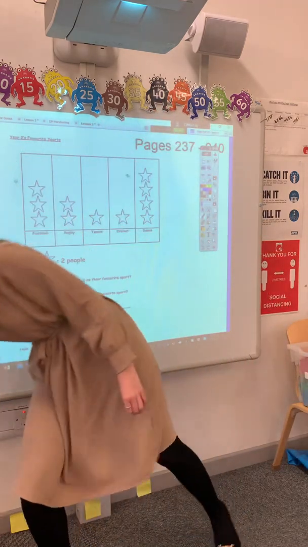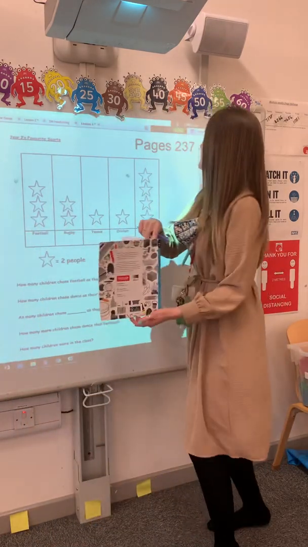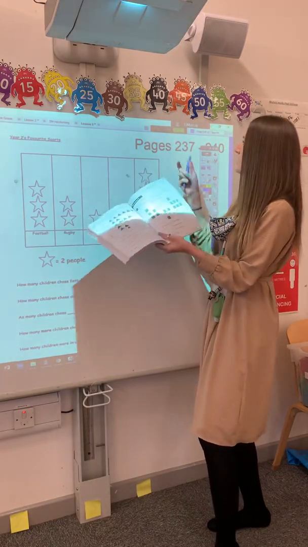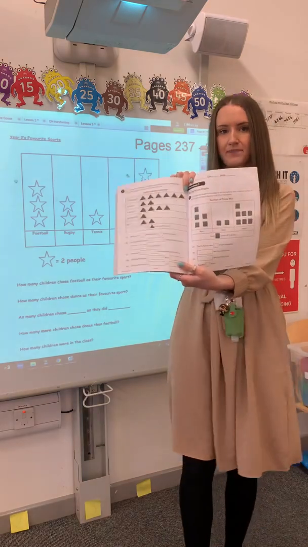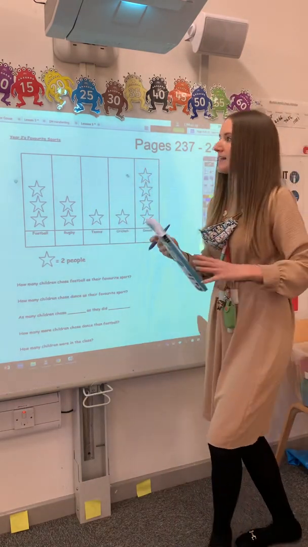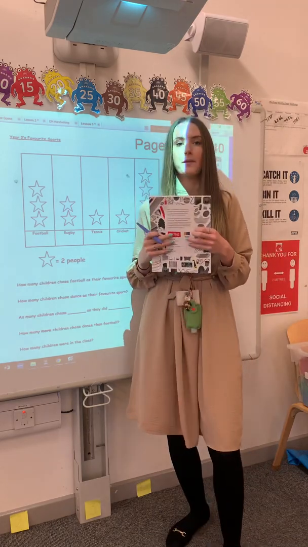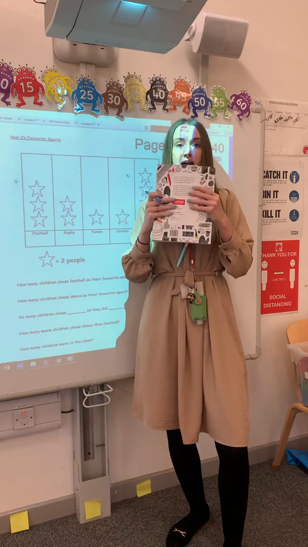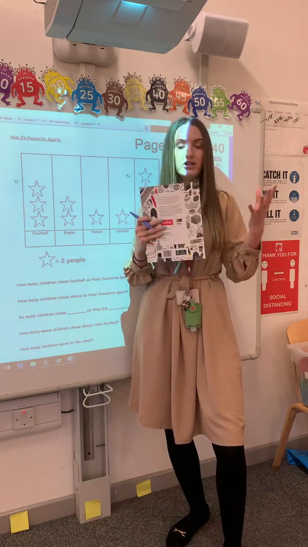Okay, when you've done that, your workbook pages, like I've said, it's on your sheet that gets delivered to you, but if you're unsure, it's page 237 to 240. And I think pictograms is a really nice topic. So if you have any free time and you want to create your own pictograms, showing different information that you've made up, that could be great.